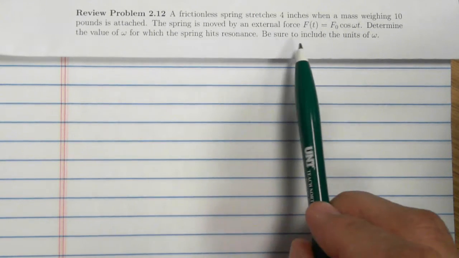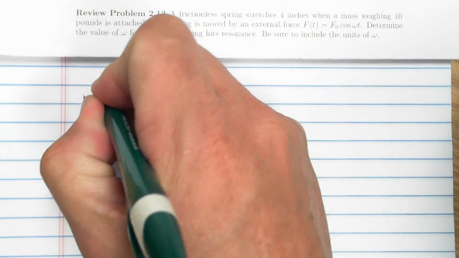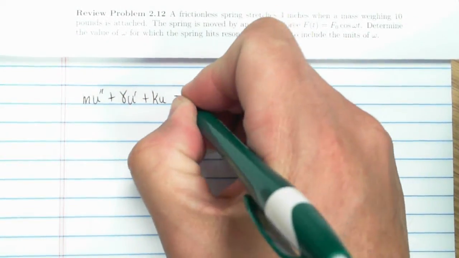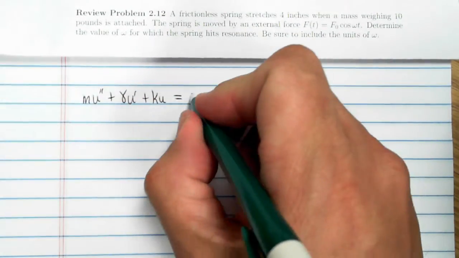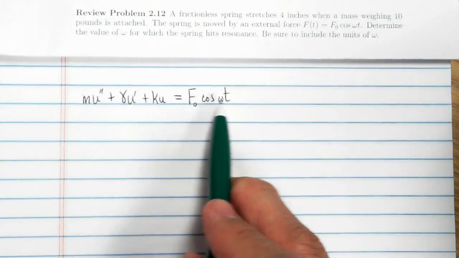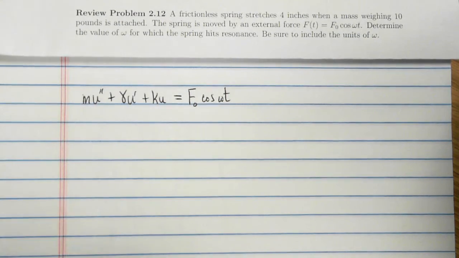Let's take a look at this review problem considering the motion of a spring, and the question is what kind of force is necessary in order for the spring to experience resonance. To do this, we first set up the governing differential equation: mu'' + gamma u' + ku = F0 cos(omega t). So this one has an external force, so I have something other than 0 on the right-hand side.